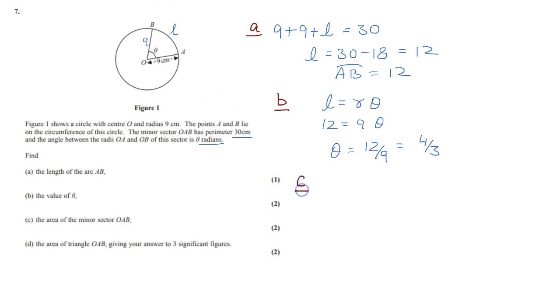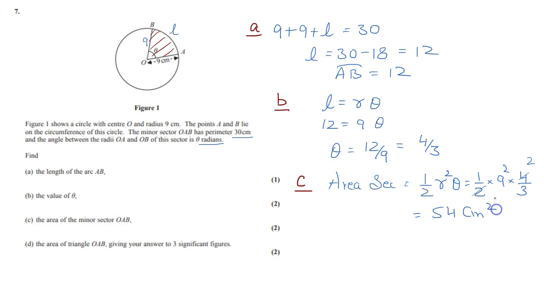Now part C. The area of the minor sector OAB, the area, this area. We know that the area of minor sector, so area of sector is equal to half r square theta. So that is half 9 square and theta is 4 over 3. So the area is, that is what, 2 and 2 cancel. This is 3, 9 times 3 is 27 times 2 is 54 centimeter square. That is the area.